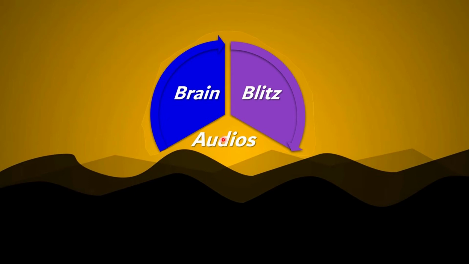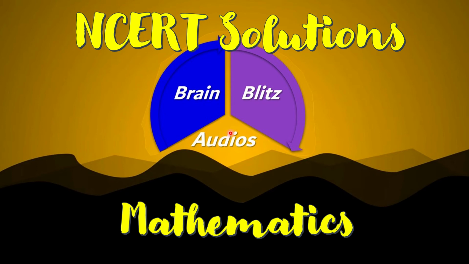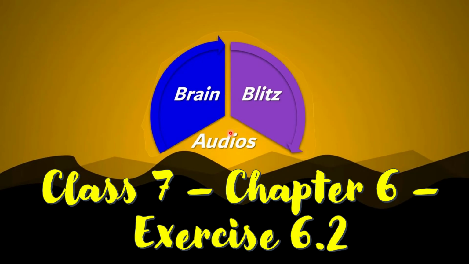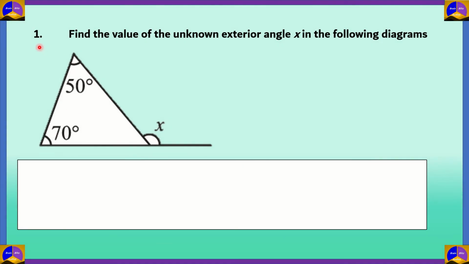Today we'll be discussing NCERT textbook solutions on the subject mathematics. Today we'll be covering exercise 6.2 of chapter 6, the triangle and its properties, in class 7. Let's begin, shall we? Question number 1. Find the value of the unknown exterior angle x in the following diagrams.